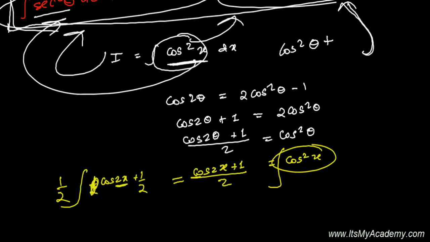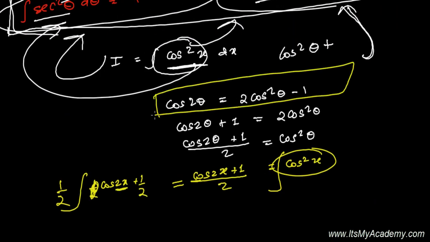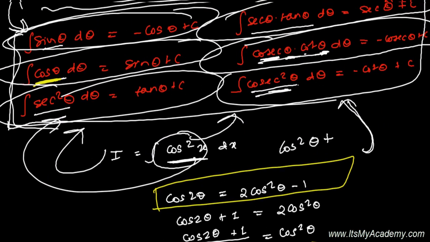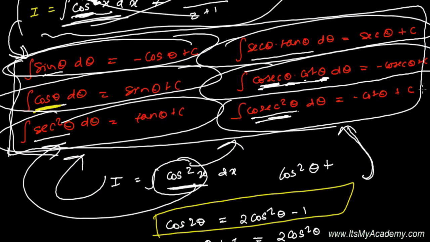So like this, you need to use trigonometric identities. Here I used one identity, but you may have to use any identities. So be perfect in trigonometry before starting integration using these trigonometric identities, because any of them can be used anytime.